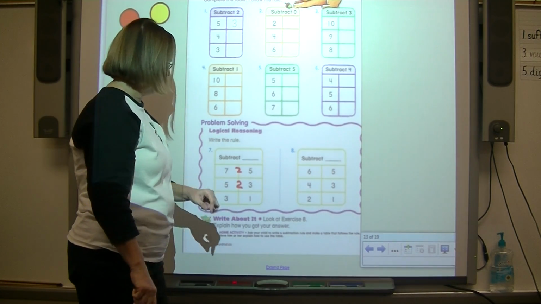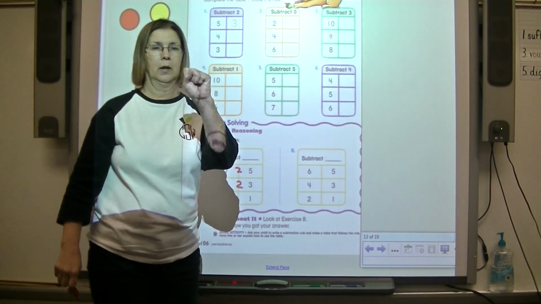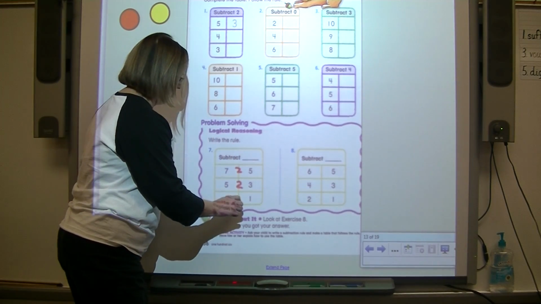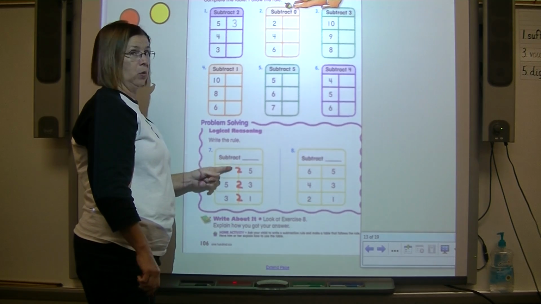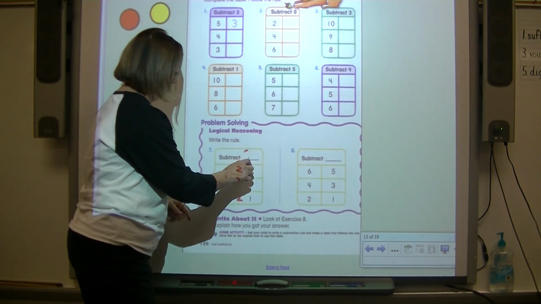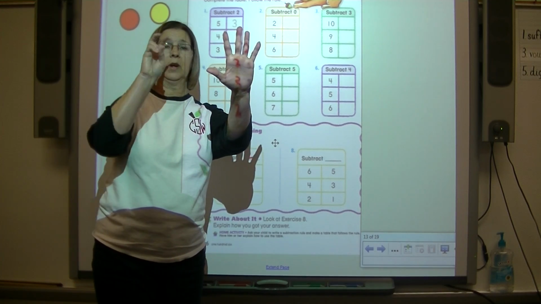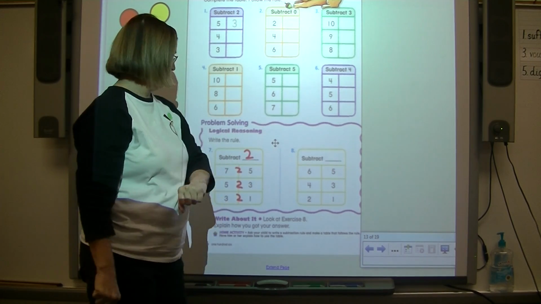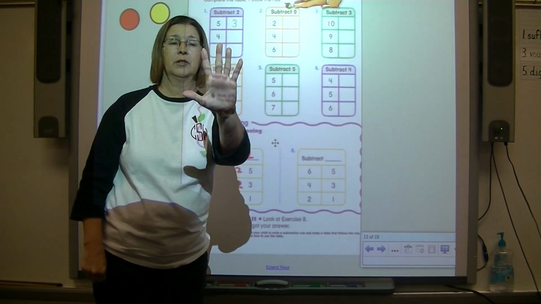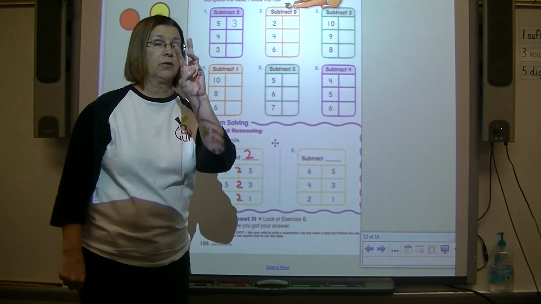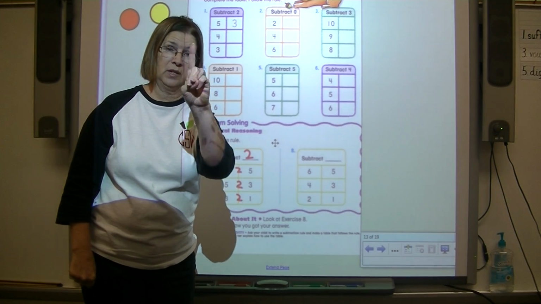This is looking good. Start with 1 and count to 3. 1, 2, 3. Oh, so what's the rule? Subtract 2. Because 7 take away 2 leaves 5. 5 take away 2 leaves 3. 3 take away 2 leaves 1.